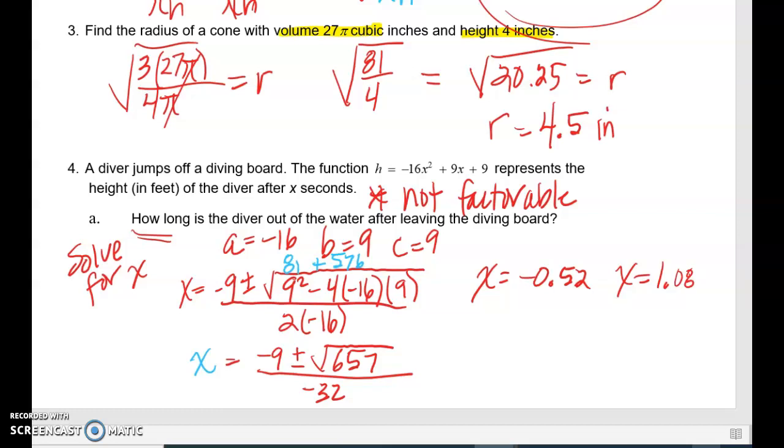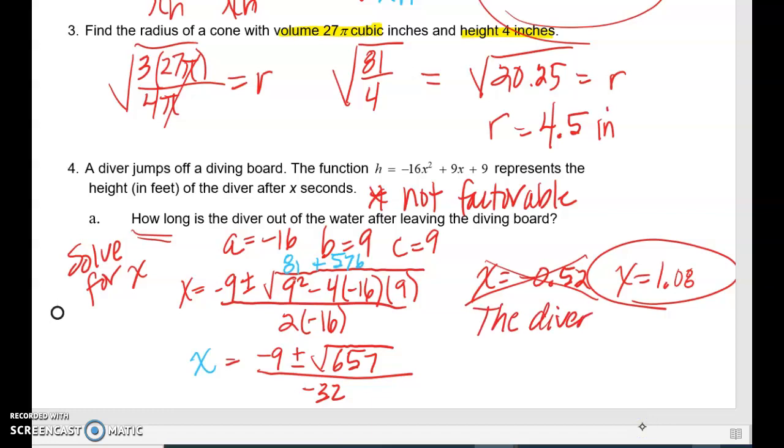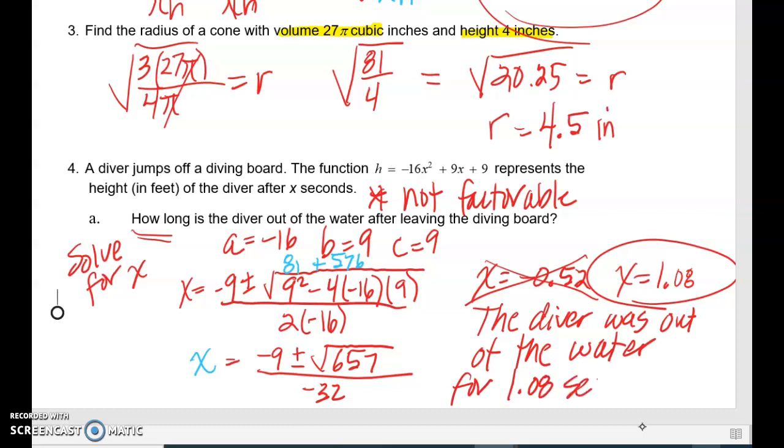So remember, we're talking about time here. How long did it take him to be out of the water after leaving the diving board? So just remember that this particular answer is not possible, so the only logical solution is this one here. So you would say the diver was out of the water for 1.08 seconds.